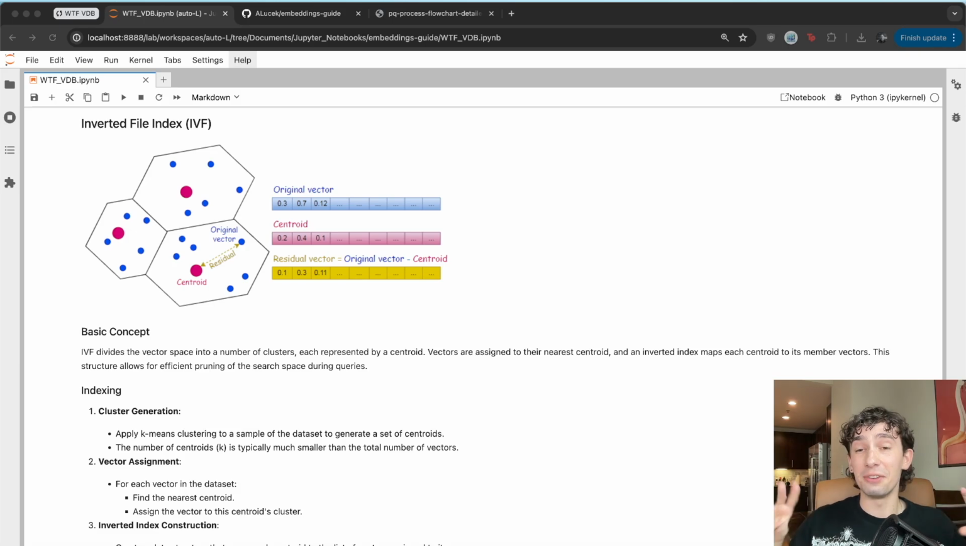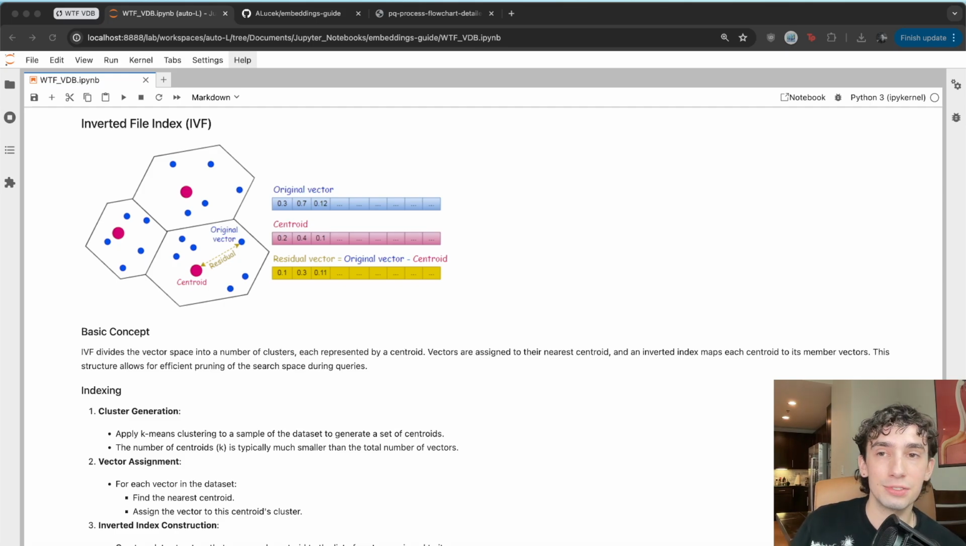This is where the inversion comes from, because instead of mapping vectors to centroids, we actually map the centroids to their original vectors, creating almost a lossy representation of that sample and area in the vector space. So when we actually search over this, what we're able to do is take the query vector and then find the nearest centroid.